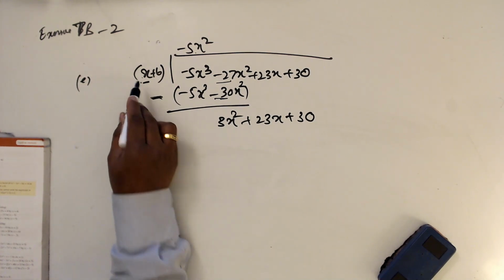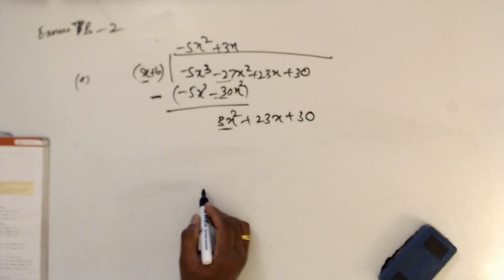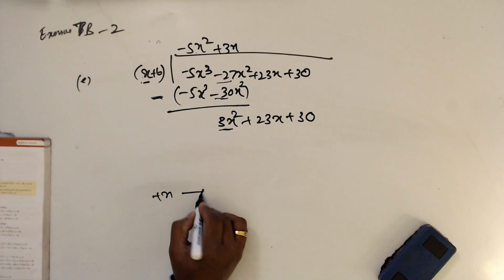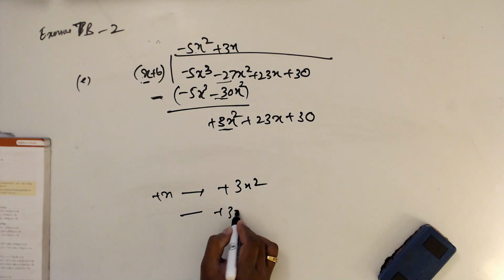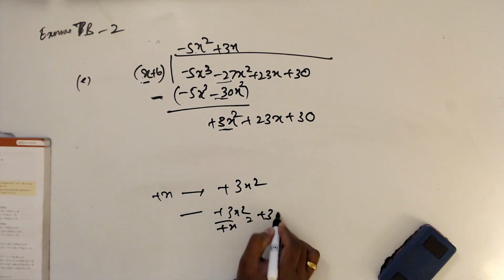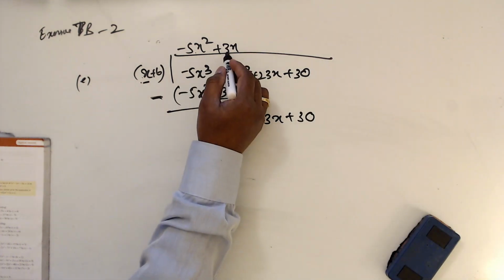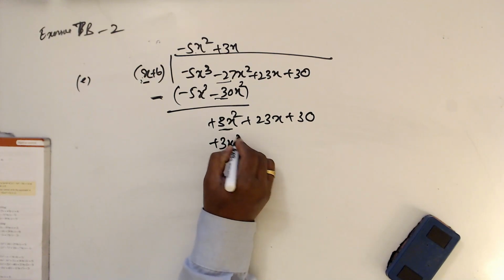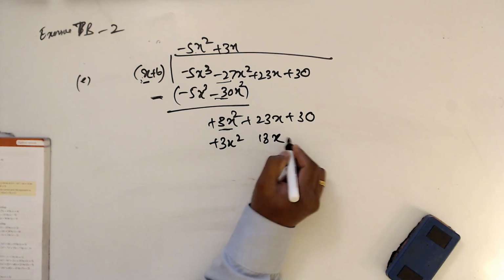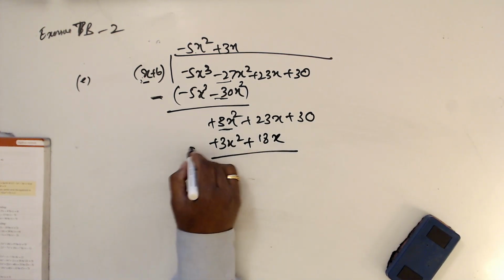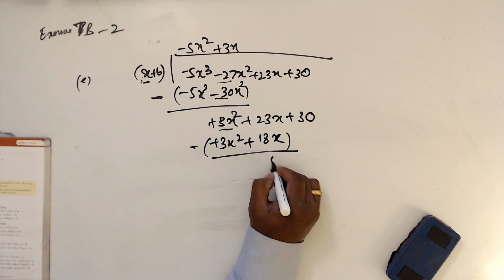Now, how many x goes to 3x square? Plus 3x. Then plus 3x square divided by plus x is plus 3x. Then multiply plus 3x times x, 3x square, and plus 3x times plus 6. 3 times 6, 18x. This is cancel out. 23 minus 18, 5.